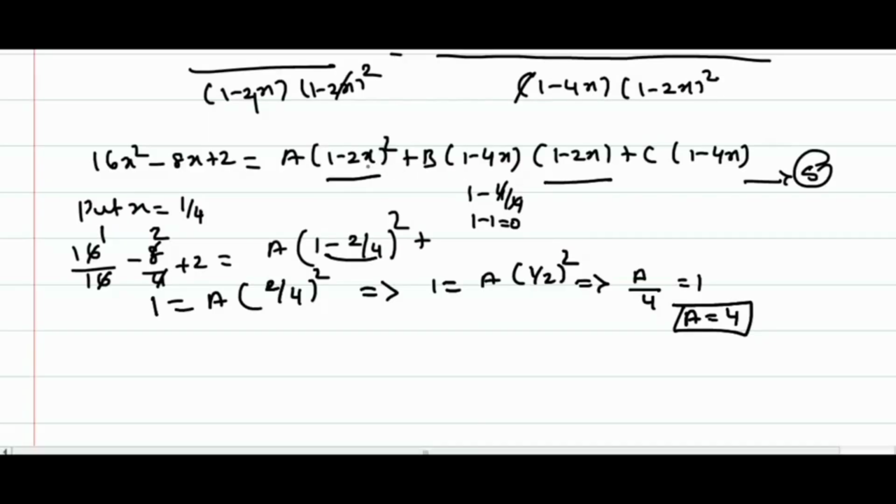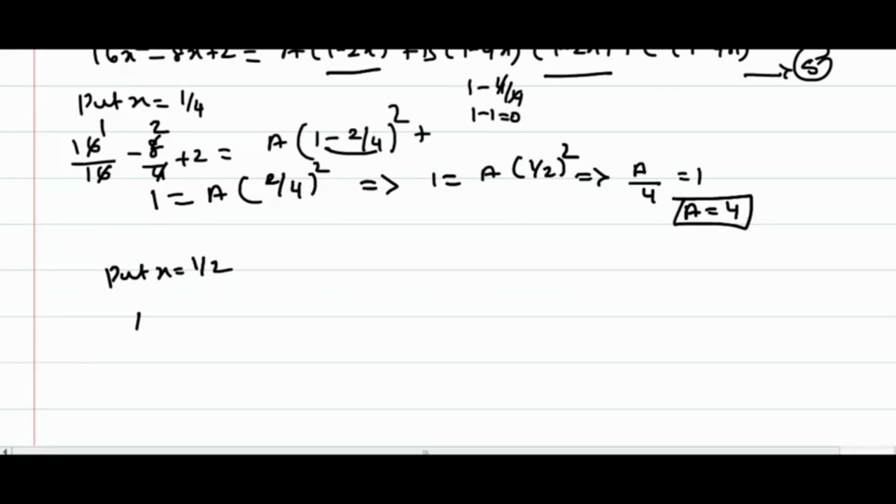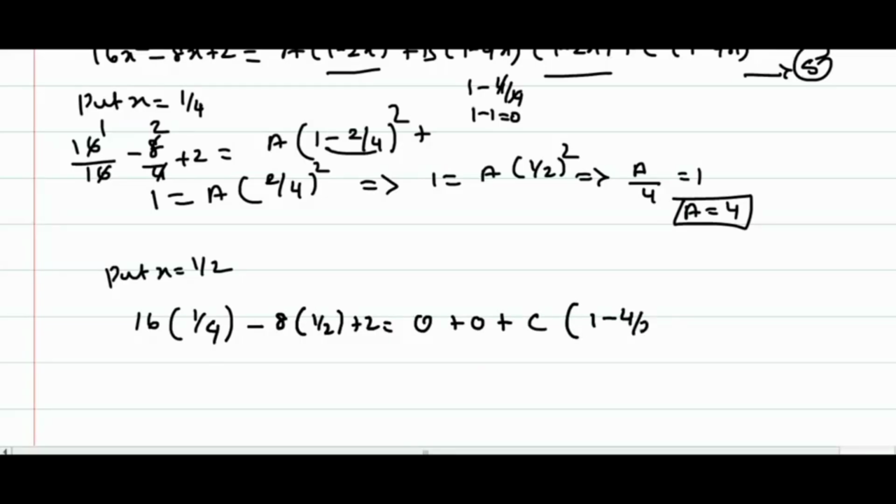We substitute x equal to 1 by 2, a and b terms become 0. We get c term. Okay, so put x equal to 1 by 2 in equation number 5. So we get 16 into (1 by 2) whole square by 4 minus 8 into 1 by 2 plus 2, equal to a term 0, b term 0, c into (1 minus 4 by 2).